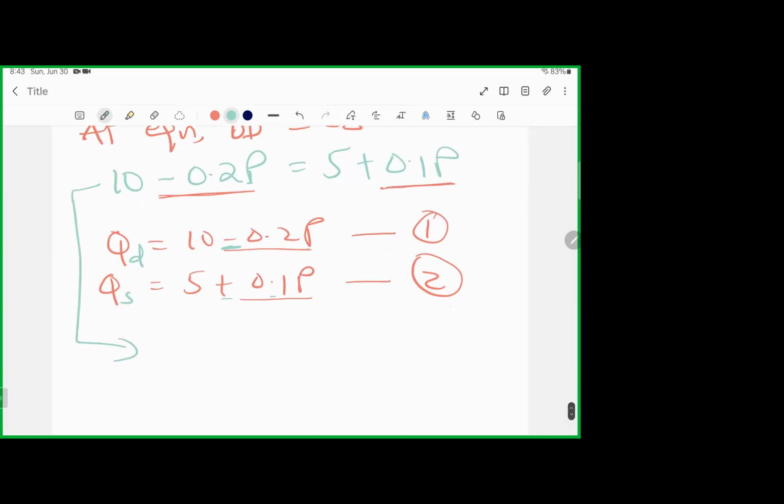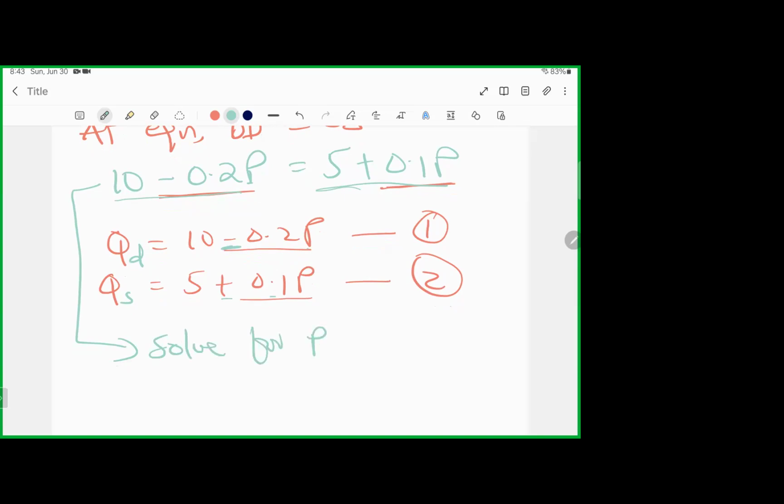We'll use this to conclude. So this is our demand, and this is our supply. And we are saying that at equilibrium, demand is equal to supply. So the first step is for you to equate demand and supply. And the second step is to solve for P, which is the price.